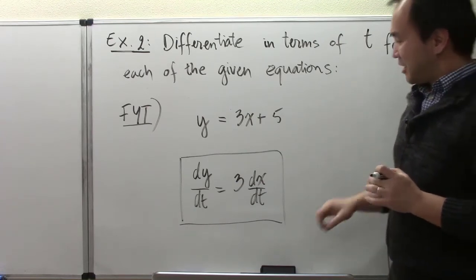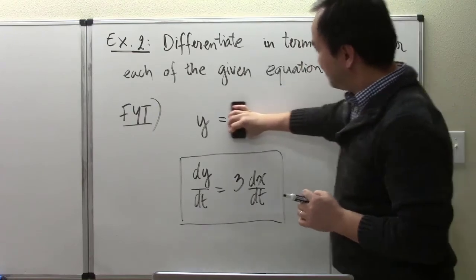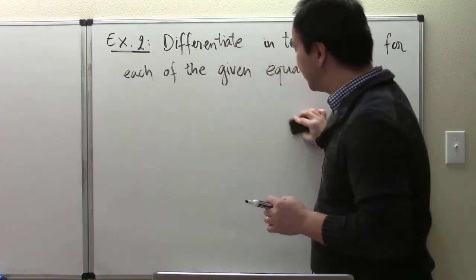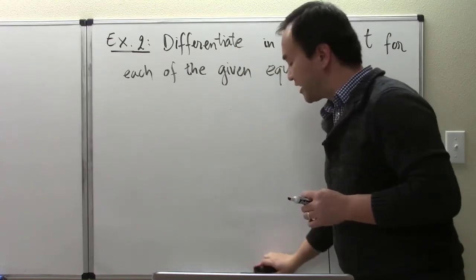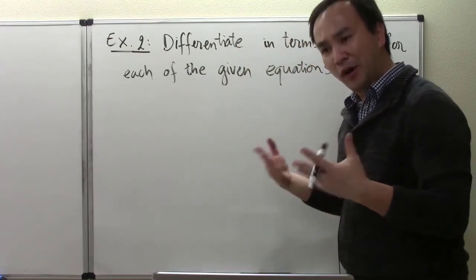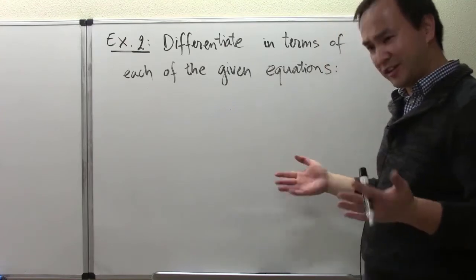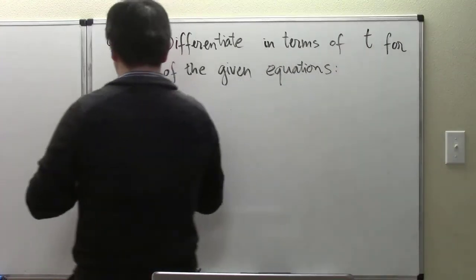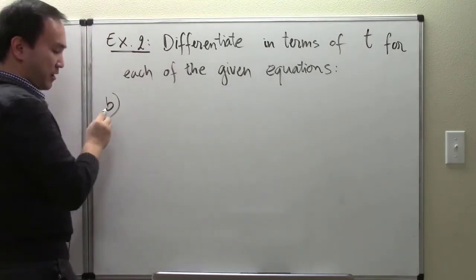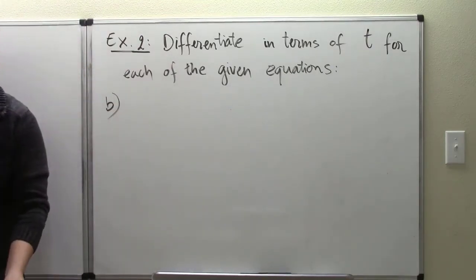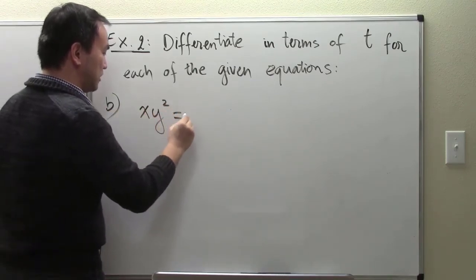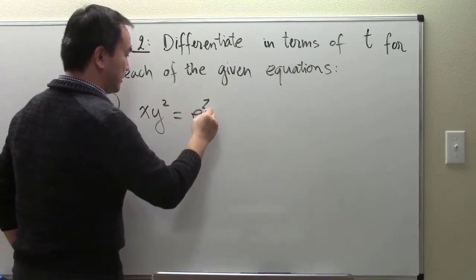All right, so let's now make some more space for the next problem, and we're still in example 2 right here. So allow me to keep bringing up a slightly more complicated equation as we go on. All right, so part B of our problem. Let me search into my prepared problem bank right here. So how about xy squared equals e to the z right here.